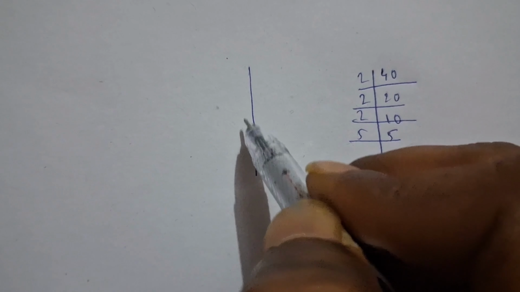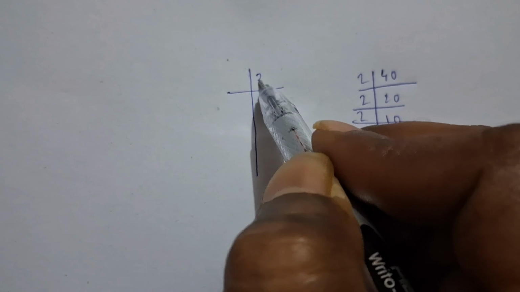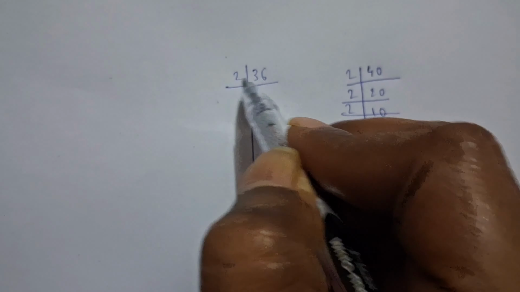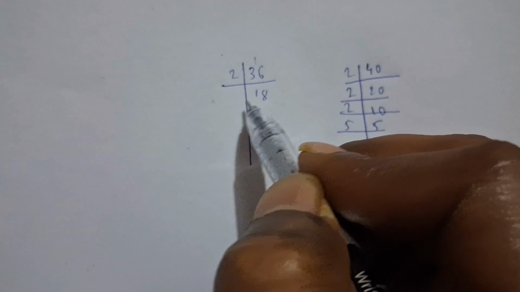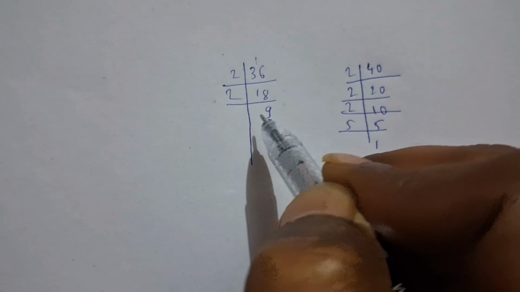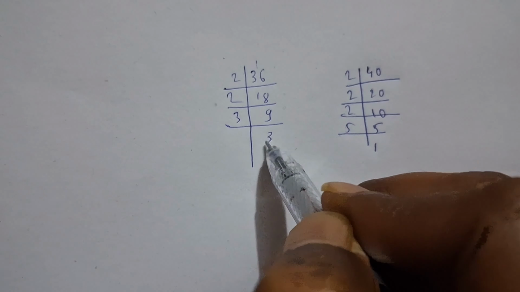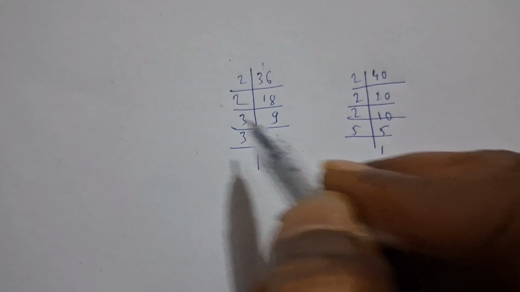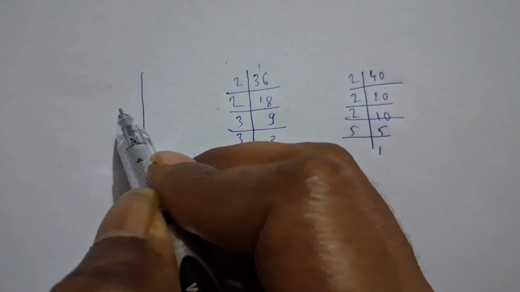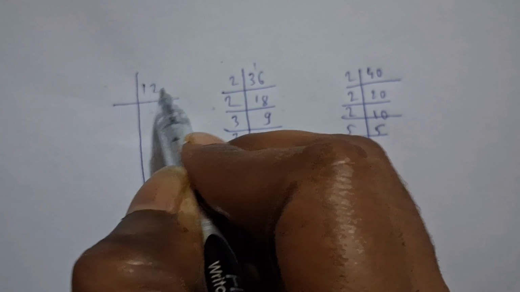Next, prime factorization of 36. 2 18s are 36, 2 9s are 18, 3 3s are 9, 3 1s are 3. Next, you have to do prime factorization of 126.